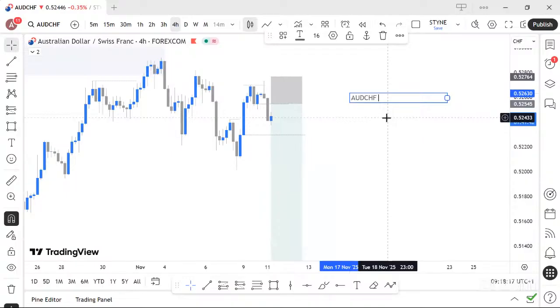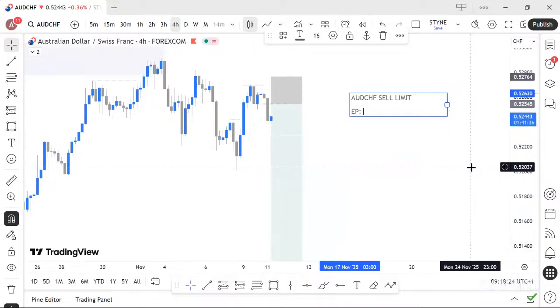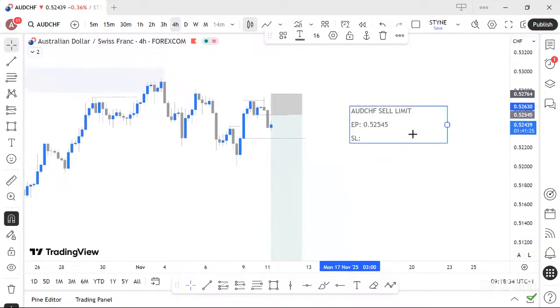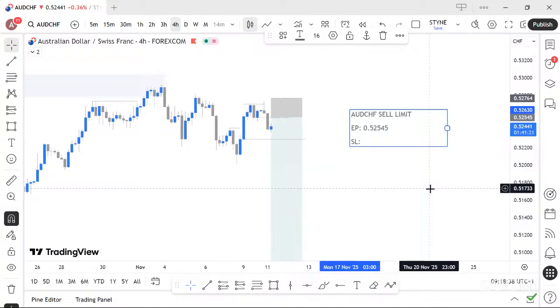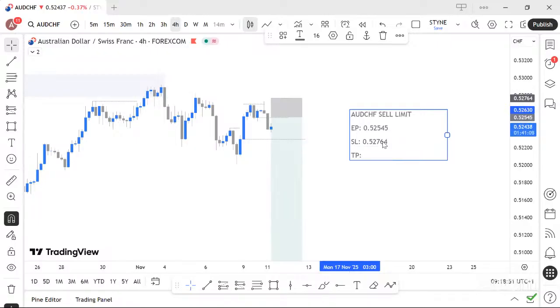So the entry price for this trade is about 0.525. Please, am I audible? Are you hearing me clearly? Very loud and clear. All right, thank you. Okay, and then the SL is 0.52764. And the take profit is okay.